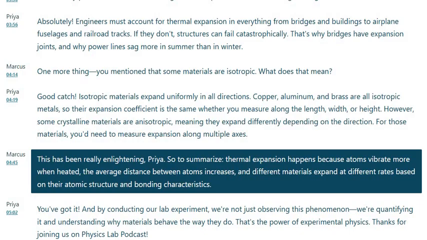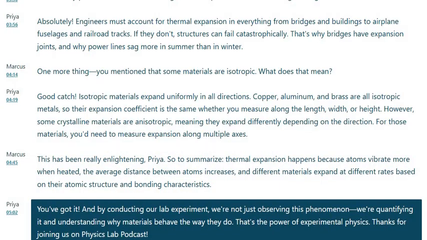This has been really enlightening, Priya. So to summarize, thermal expansion happens because atoms vibrate more when heated. The average distance between atoms increases, and different materials expand at different rates based on their atomic structure and bonding characteristics. You've got it. And by conducting our lab experiment, we're not just observing this phenomenon, we're quantifying it and understanding why materials behave the way they do. That's the power of experimental physics.